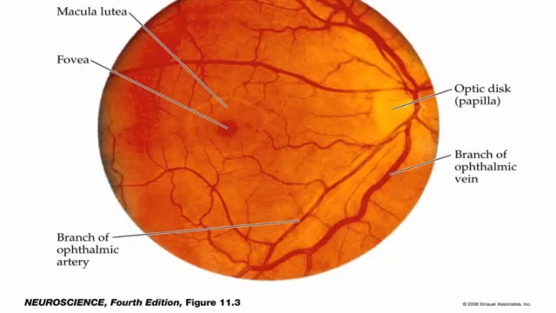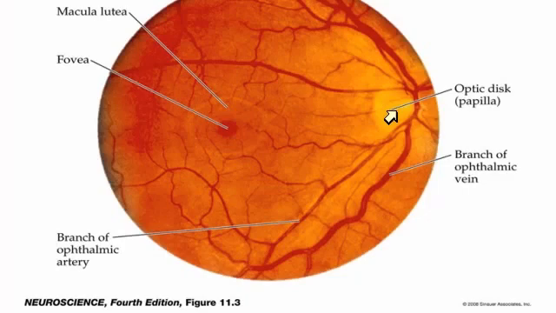If we look at the back of the eye, as one would see from an ophthalmoscope, there are three structures that we need to pay attention to. The first is the optic disc. That is where the optic nerve exits. This is the blind spot in the eye. It's also where the major blood vessels to the eye enter.